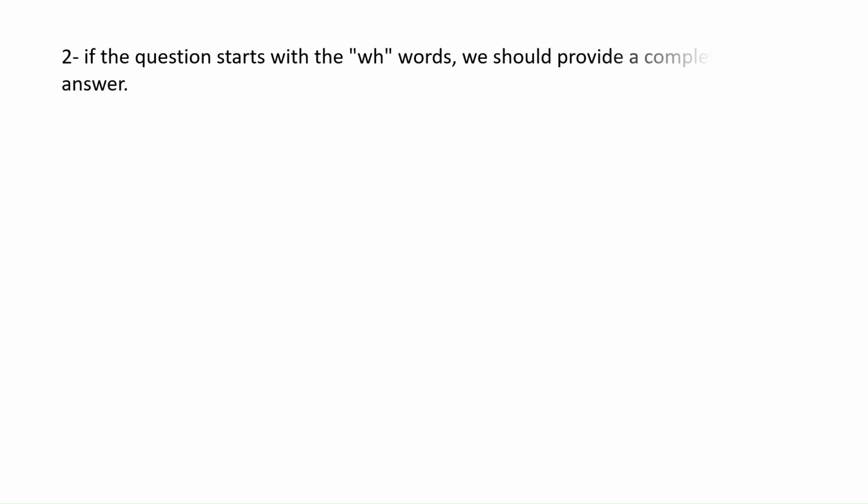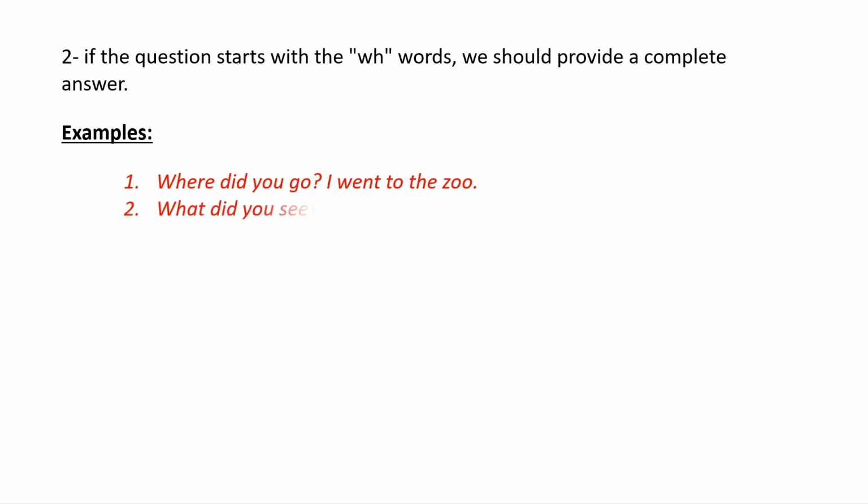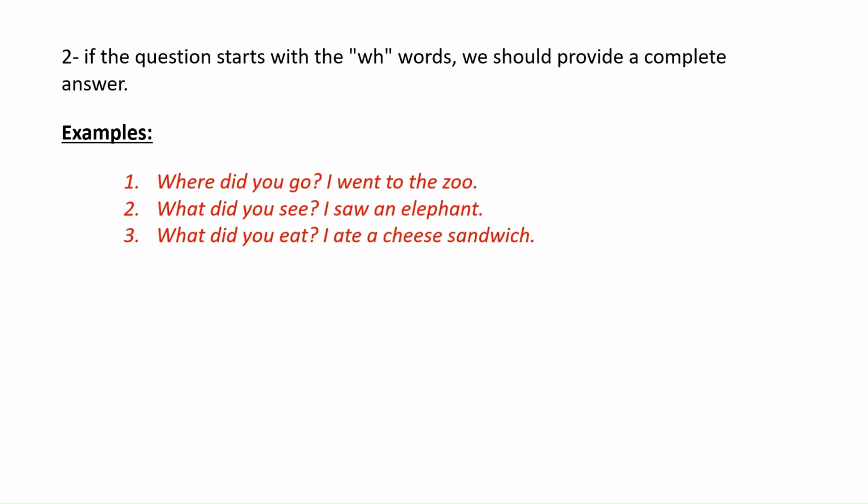The second situation is when the questions start with the WH words. Here we should provide complete answers. Examples: 1. Where did you go? I went to the zoo. 2. What did you see? I saw an elephant. 3. What did you eat? I ate a cheese sandwich. 4. Whom did you meet? I met my cousins.